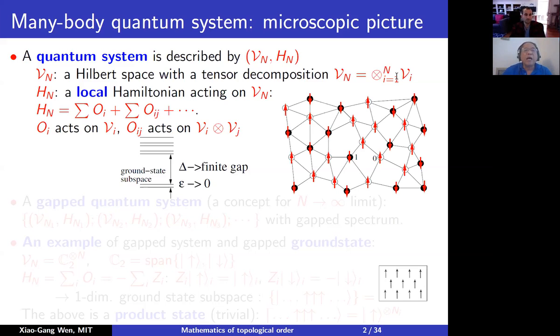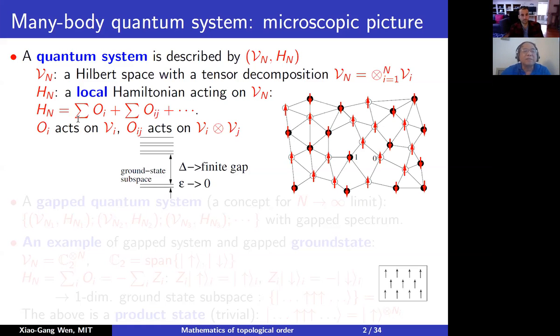And then we have so-called local operators. The local operator like O_i is an operator acting on a single site, a single Hilbert space. And O_ij are local in the sense that they act on neighboring Hilbert spaces. Those define the Hamiltonian, a Hermitian operator. And this Hermitian operator plus this tensor decomposition of the total vector space define a quantum system. And so this quantum system is a topic of study in condensed matter physics.